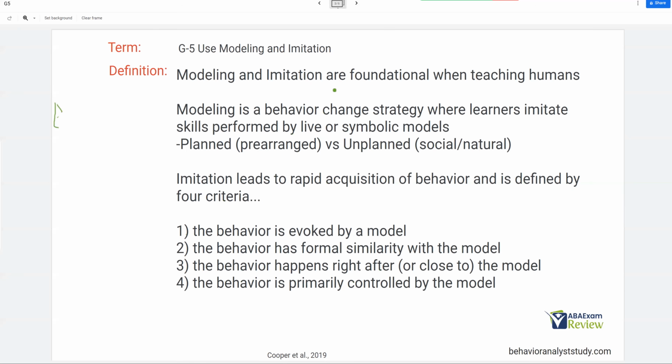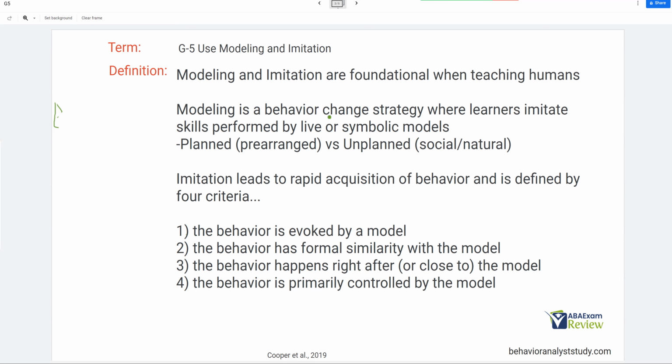All right. Modeling and imitation are foundational when teaching humans. When you're working with humans, you are going to be constantly modeling whether you realize it or not. It's often how we teach, and we learn through imitation. If you get a chance, observe a group of people or young learners or whoever, and watch as that group engages in activities. People are looking around, looking at others, watching for what they do. It's a core foundational way we learn and how we teach.